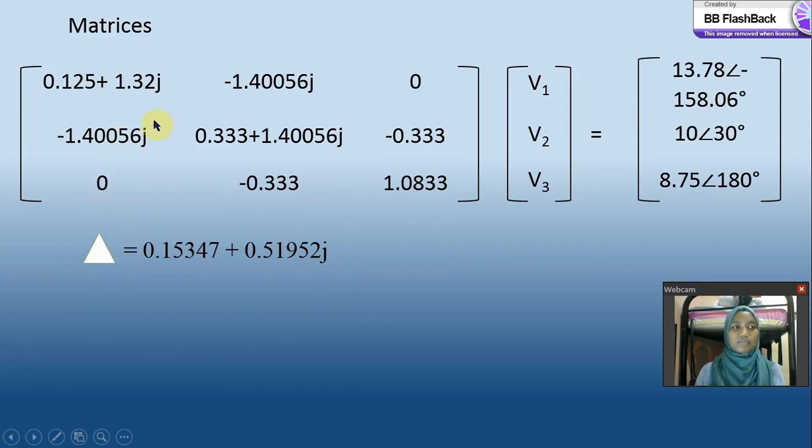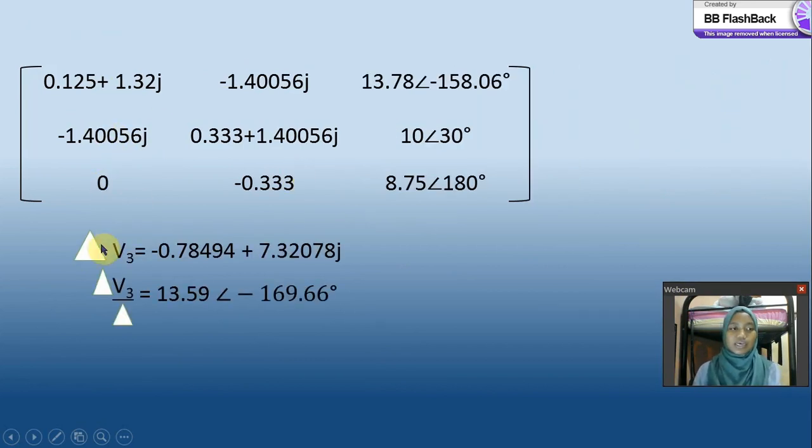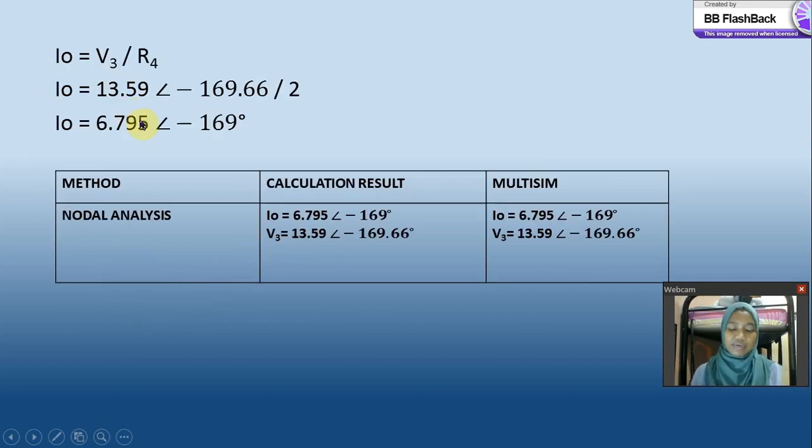Then find the determinant by using Cramer's rule. As we need to find V3, find determinant V3 by using Cramer's rule too. And in order to find V3, divide determinant V3 by the value of the determinant that we got just now, and we will get V3. After we got V3, find the I node by using Ohm's law, which is V3 over R4, and we will get the value of I node.